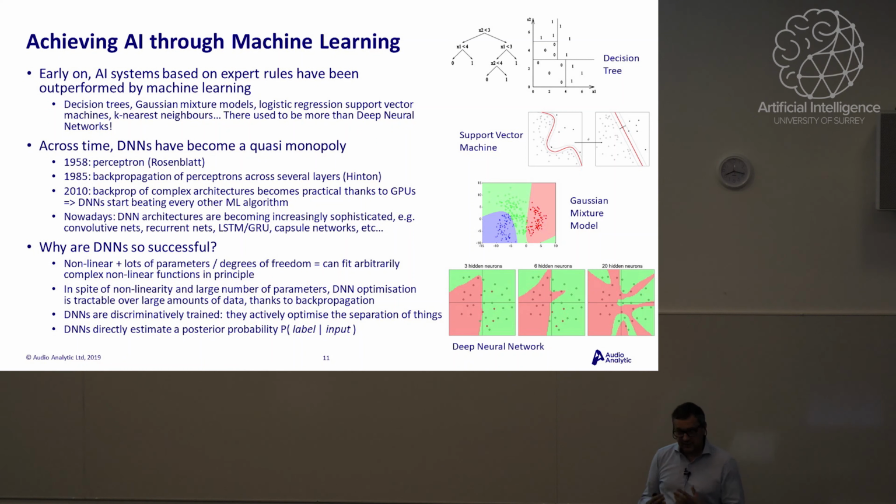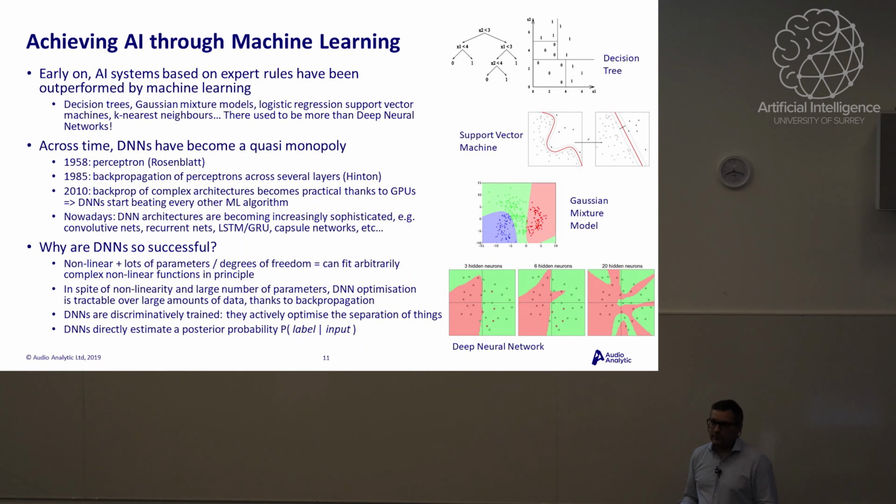If you train them well, then they can approximate pretty much anything. And in spite of being nonlinear and having a large number of parameters, DNN optimization is tractable on large amounts of data thanks to backpropagation. Support vector machines, for example, are also nonlinear and also have lots of parameters, but to train them, the mathematical formulation makes them very, very computationally expensive, whereas backpropagation makes that tractable.